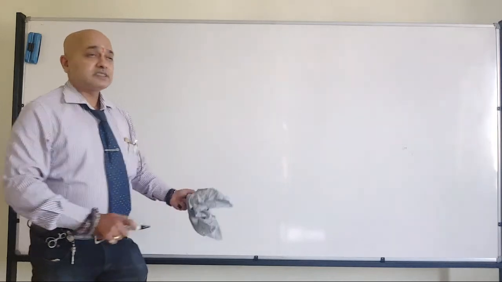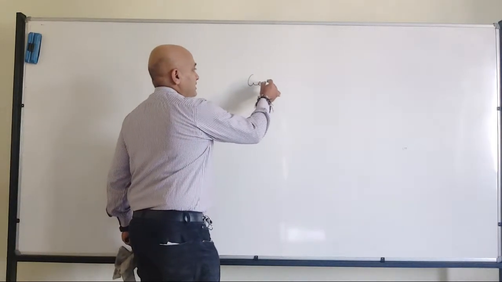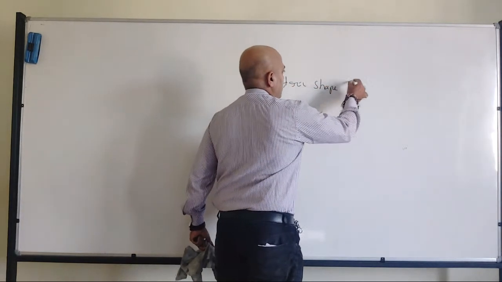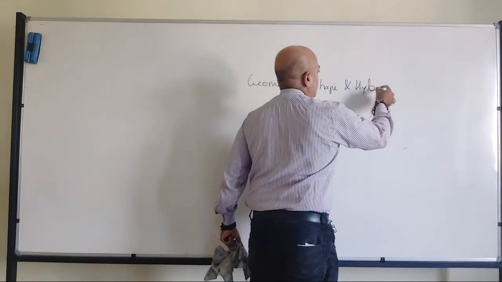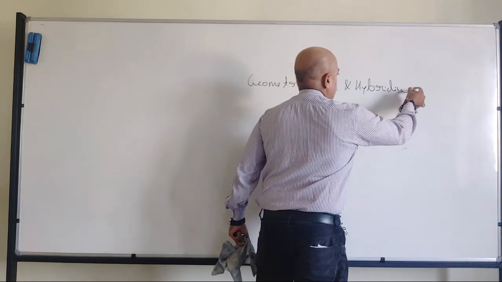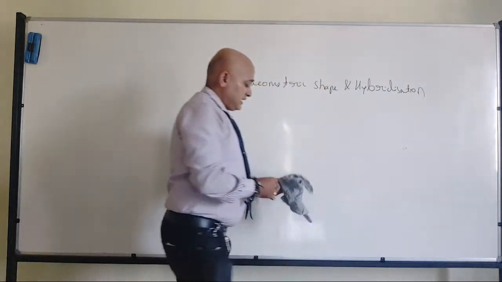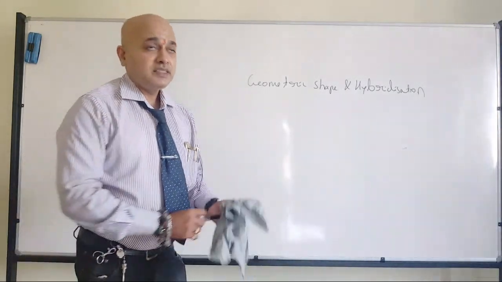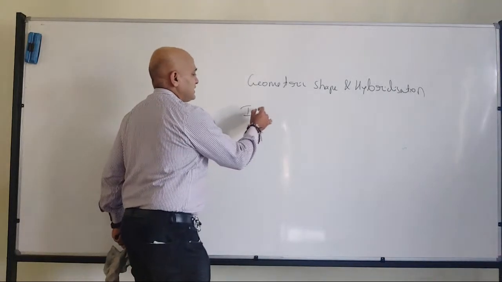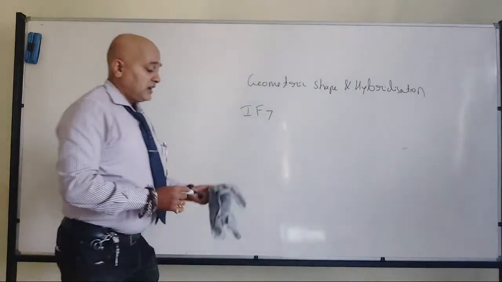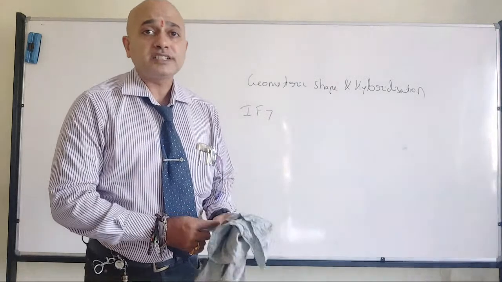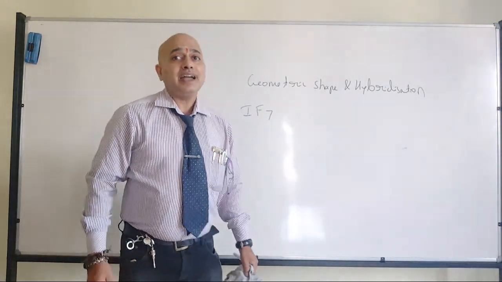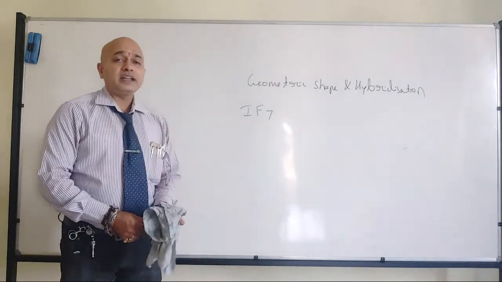Next, we have discussed geometric shape and hybridization, right? So that's what we had discussed. If I take IF7 as an example, I told you IF7 is the one which will be quite stable compared to all the other interhalogen heptahalides. That's where we have IF7.